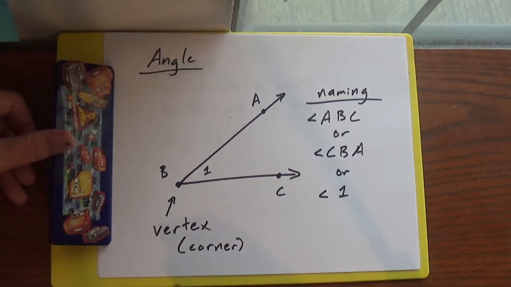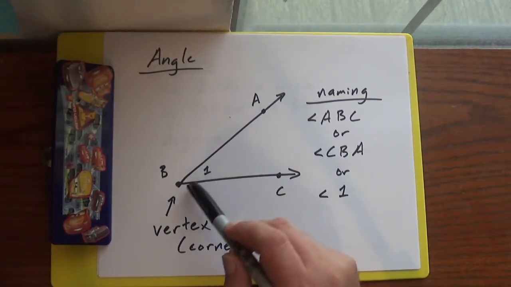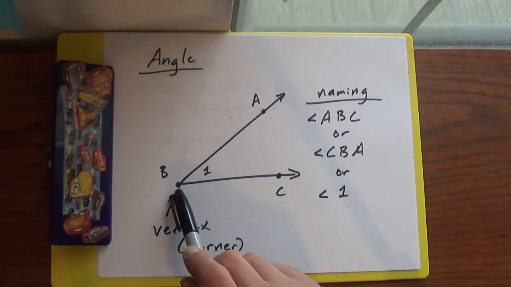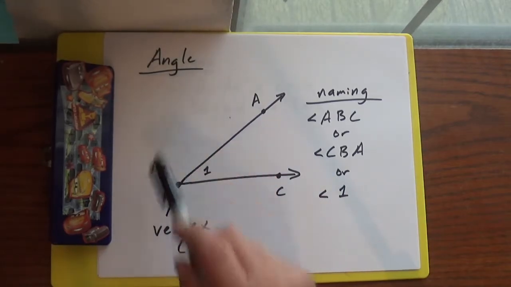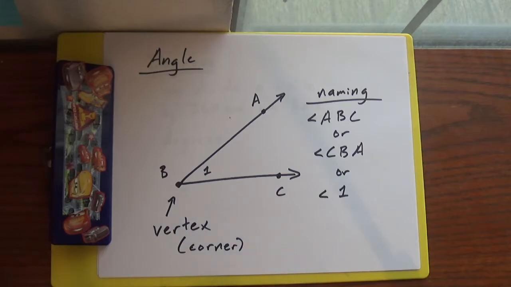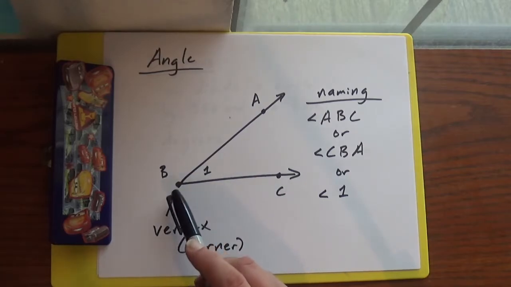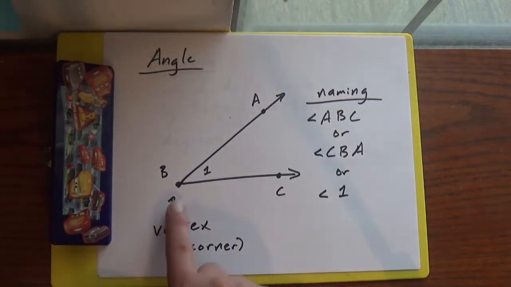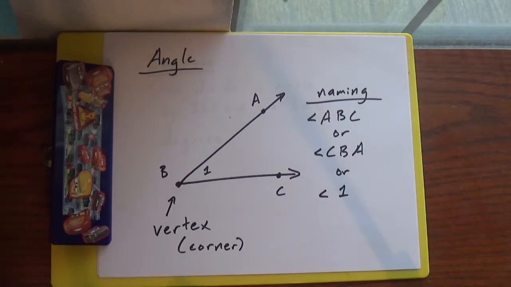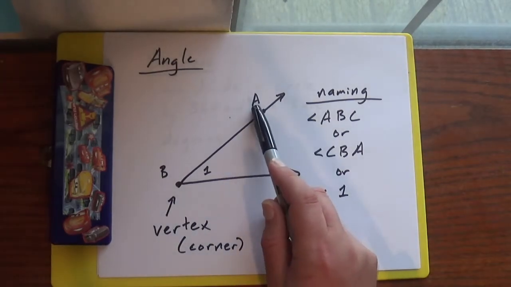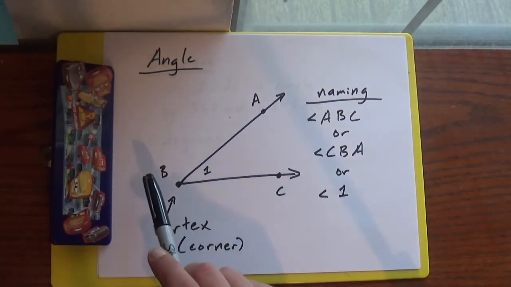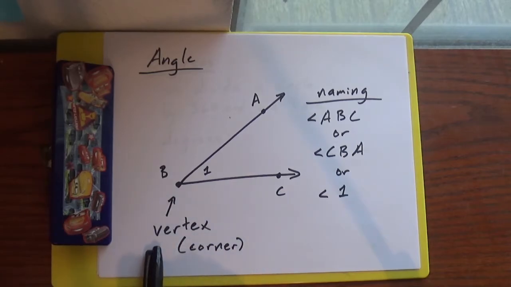Now, if I've got two rays put together and starting at the same spot, it's an angle. So basically an angle just means there's this spot where they start, it's a corner. We call this the vertex. So the vertex is the corner. And I've got A, B, and C. So B is my vertex.